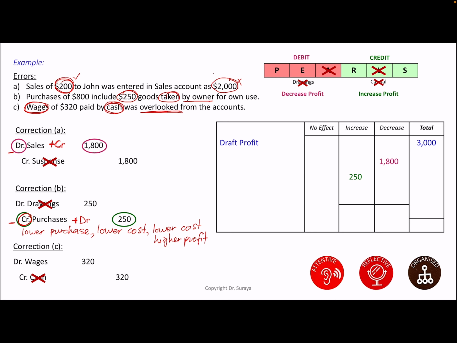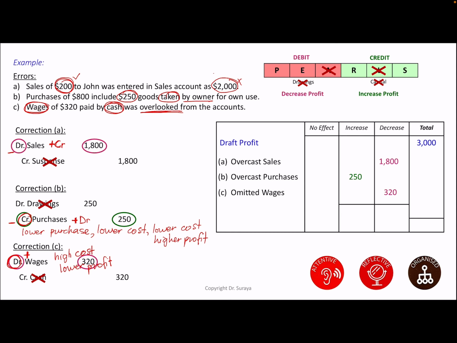Lastly, there is wages. It is an expense. So expense debit. Okay, expense debit means there is an increase in wages. So high cost means lower profit. High cost, lower profit. So 320 is where there is a decrease in your profit because the wages is high.